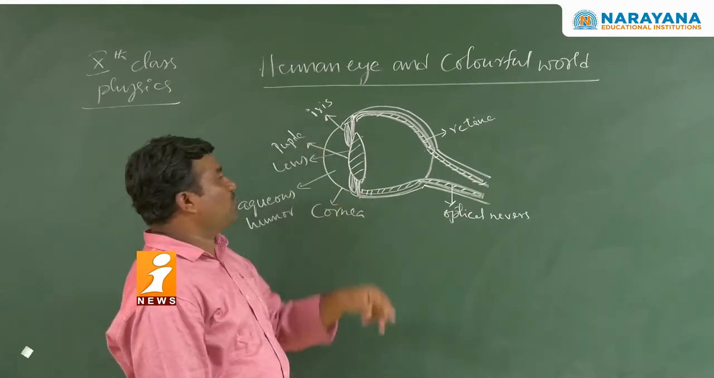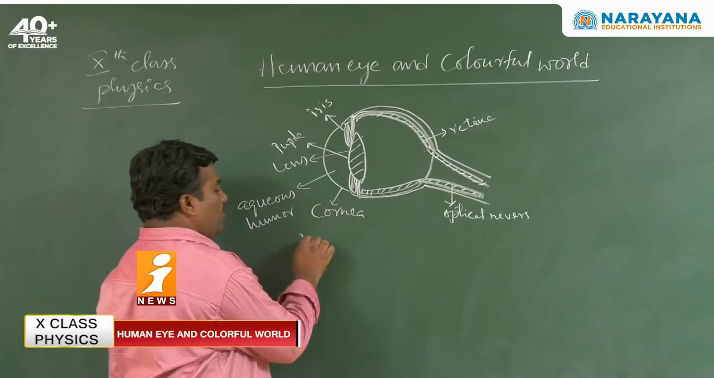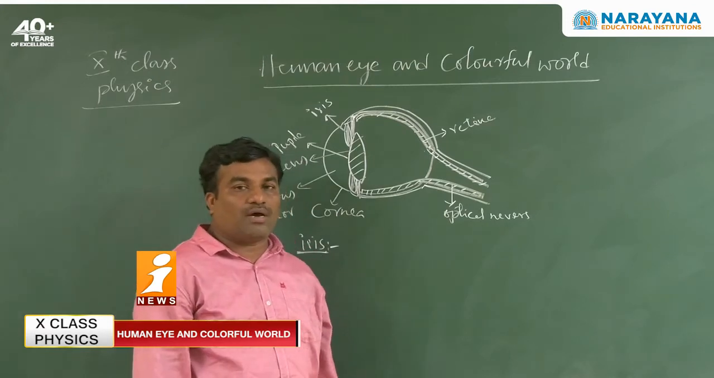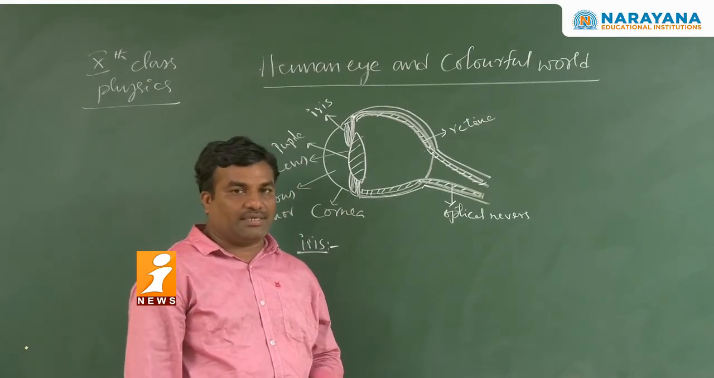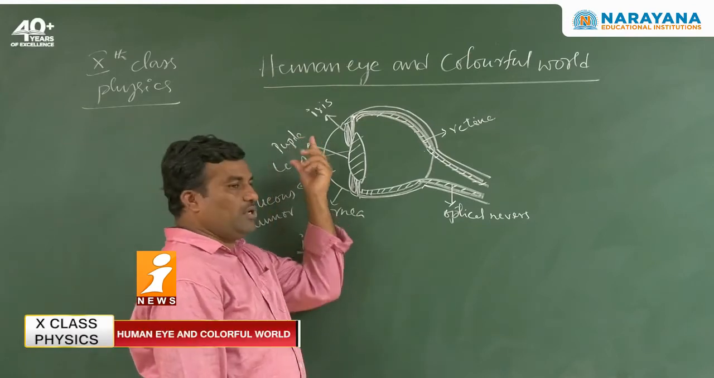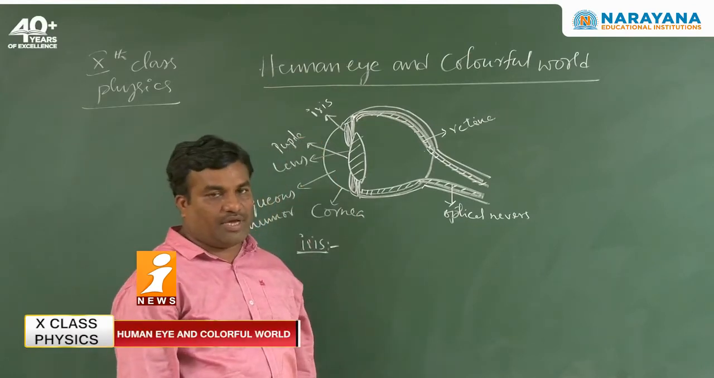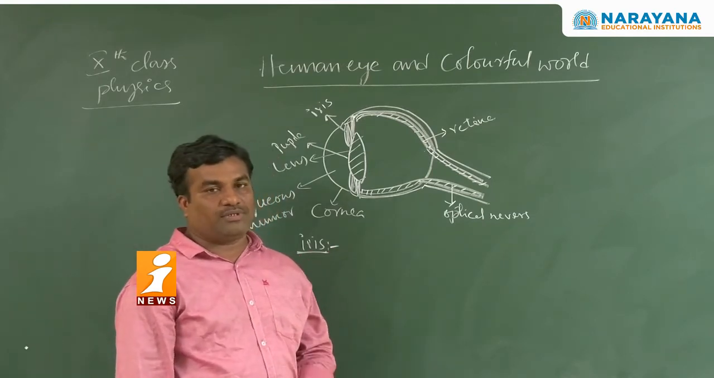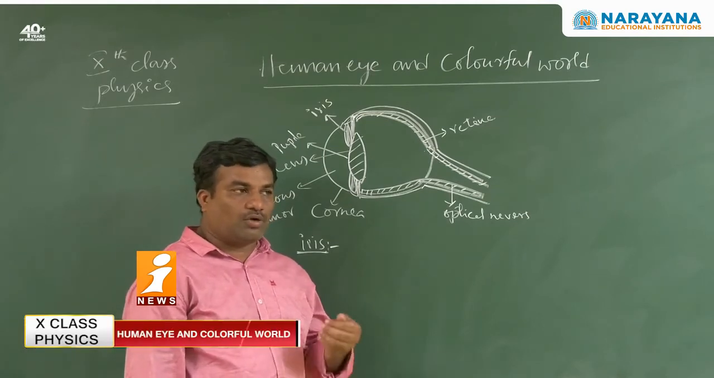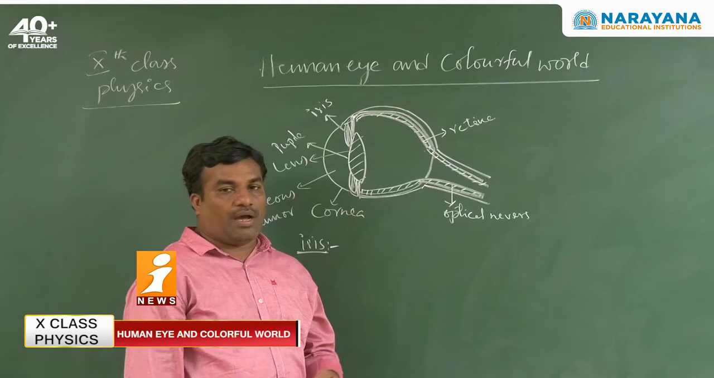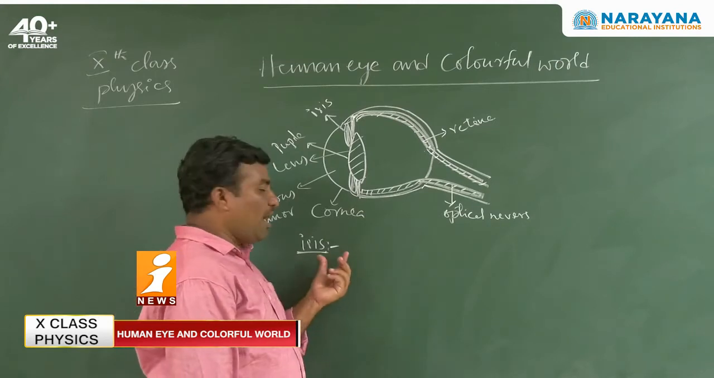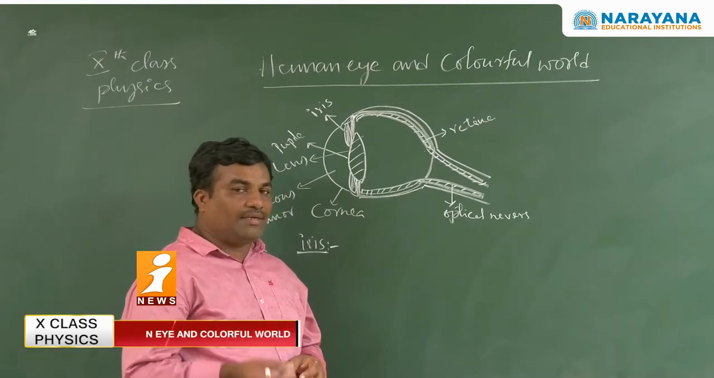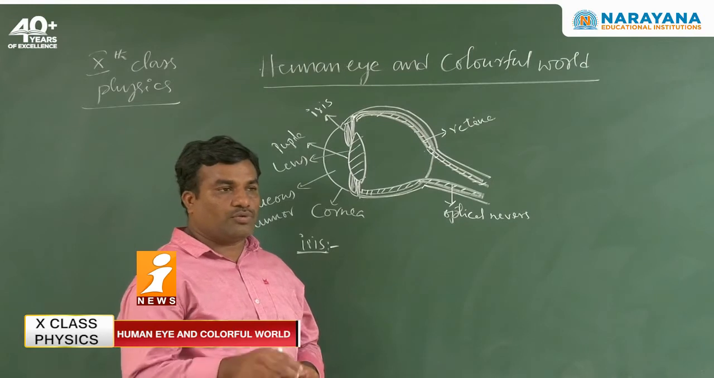First, let us discuss the iris. What is the importance of the iris? The iris controls the light intensity through the pupil. When we are getting too much light, the iris contracts the pupil and does not allow the light to go directly into the eye.